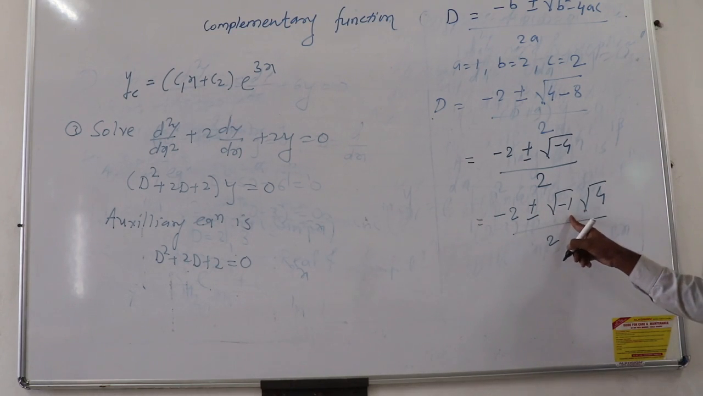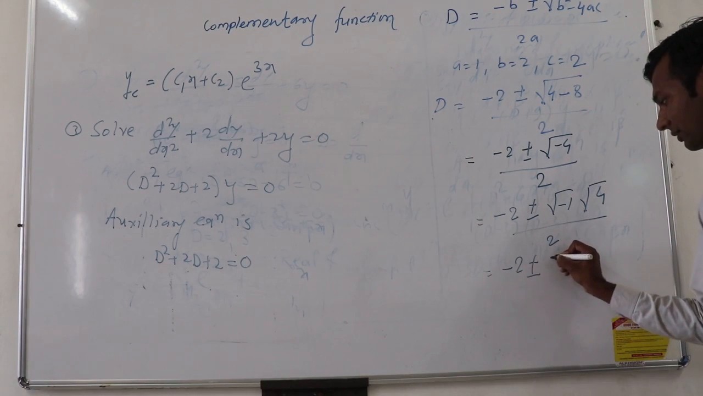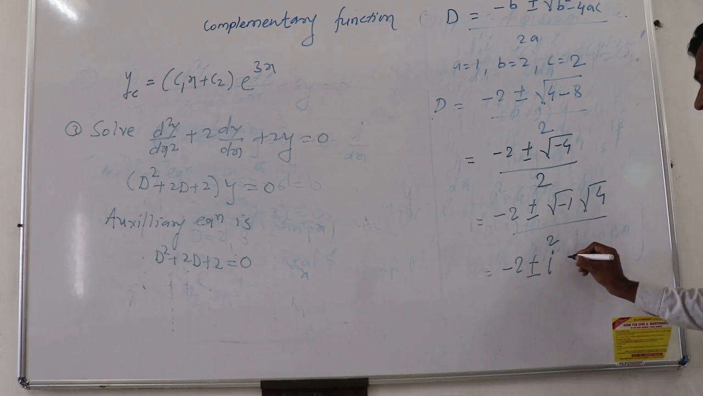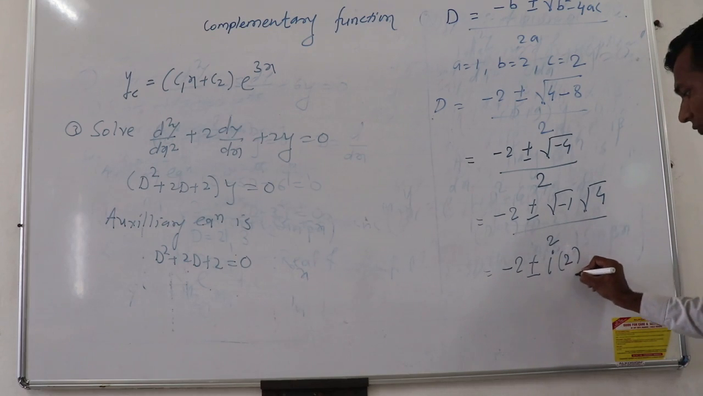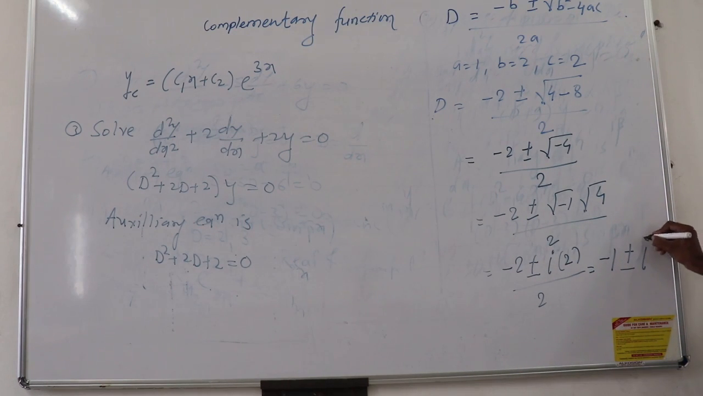So you know the value of root of minus 1, which is i. Then minus 2 plus minus i into root of 4, which becomes 2, upon 2. So after dividing by 2 we get minus 1 plus minus i. See that these are imaginary roots where alpha is minus 1 and beta is 1.